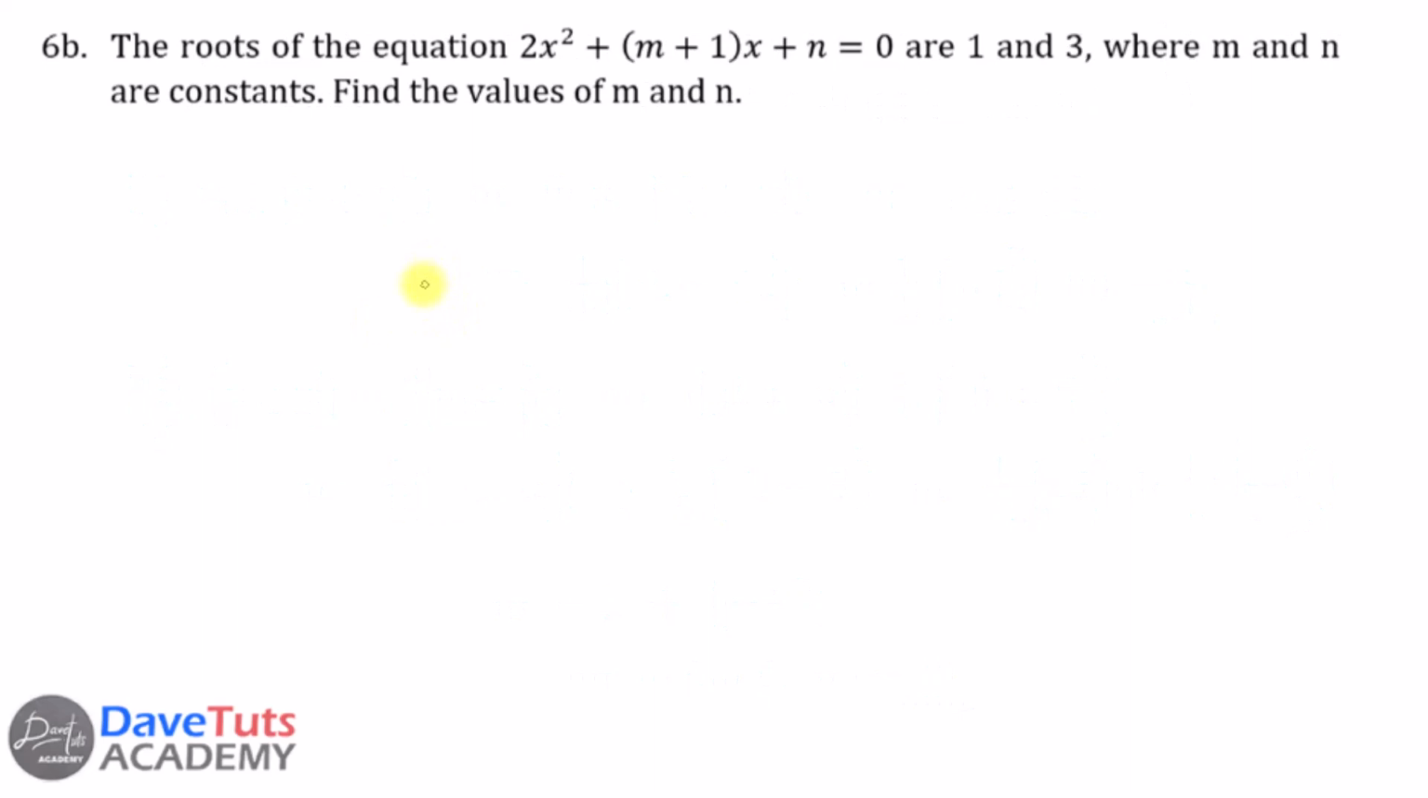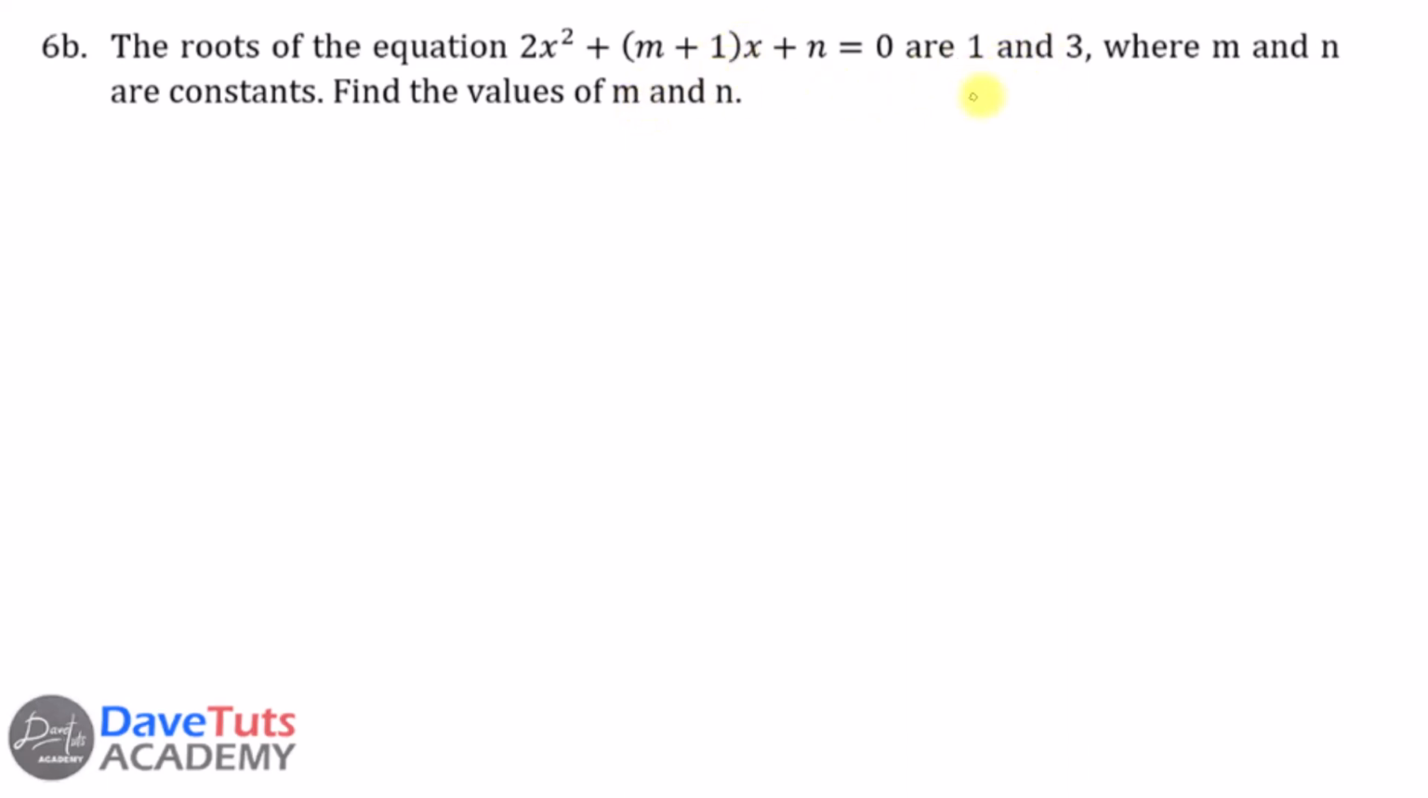Okay, yes, this is a question on equations, particularly quadratic equations. It says that the roots of the equation 2x squared plus (m plus 1)x plus n equal to 0 are 1 and 3, where m and n are constants. We have to find the values of m and n. Okay, so I think there are generally 2 means that you can go about trying to solve this. It may be more than that, but that I'm seeing and perceiving already.